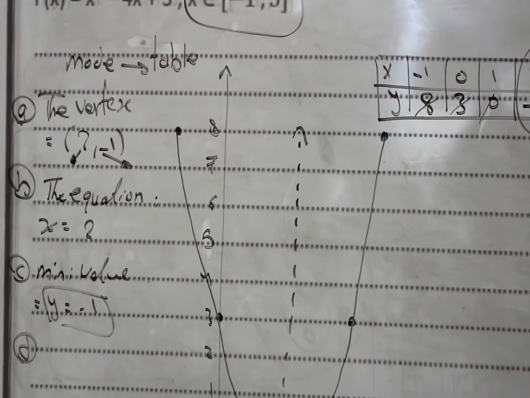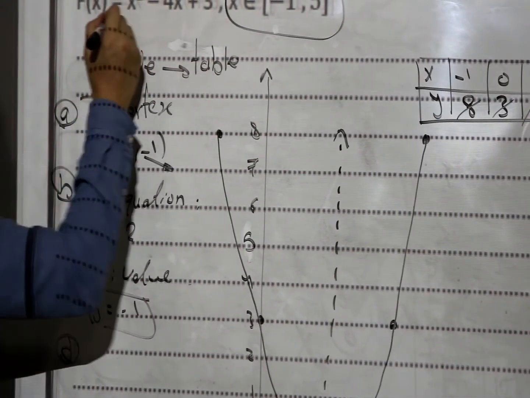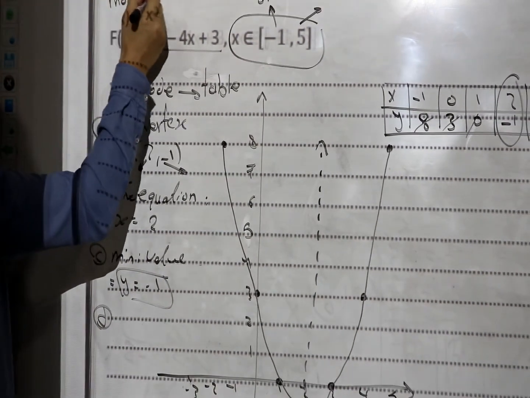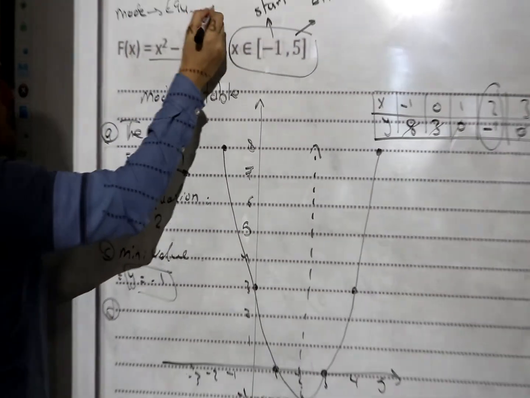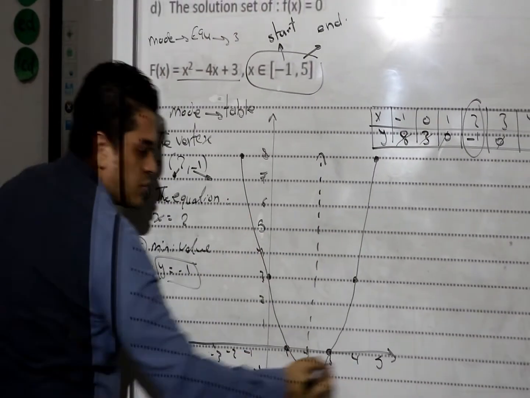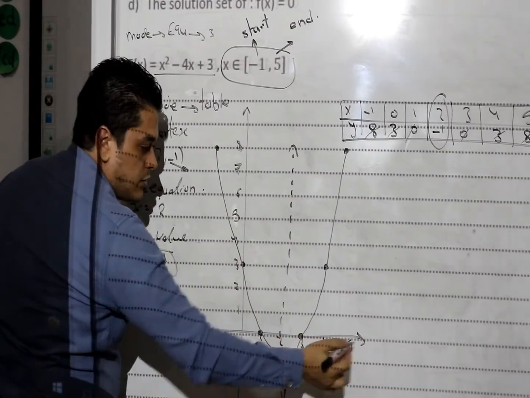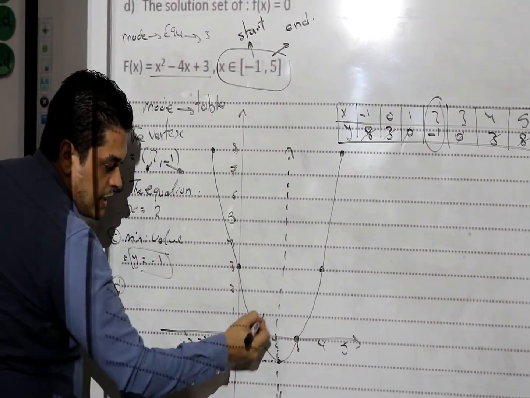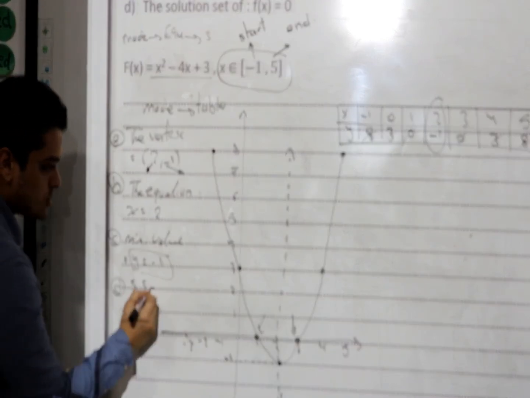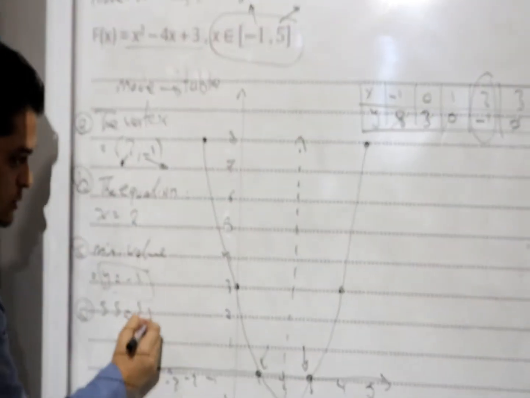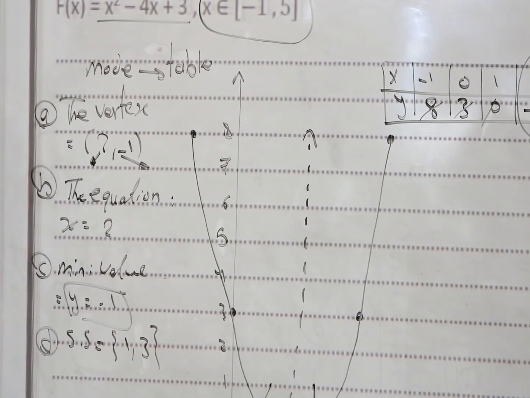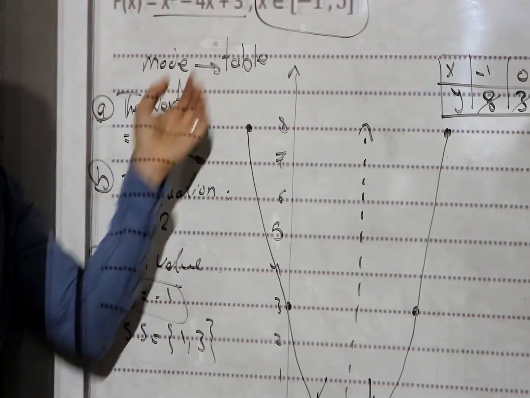What about number D? Find the solution set. To get your solution set from your equation, on your calculator press mode equation 3, or from your graph, your curve intersects with the x-axis at 2 points. What are they? 1 and 3. So your solution set will be 1 and 3, and you can check by your calculator, mode equation 3.